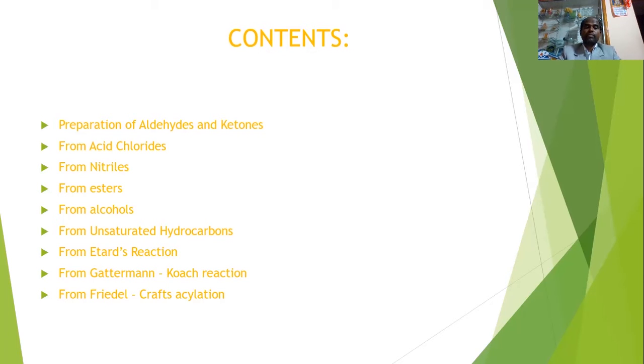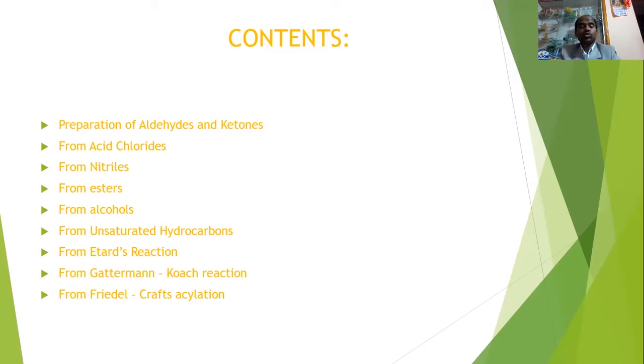Acid chloride means COCl containing compounds. Nitrile means C triple bond N containing compounds. Ester means COO containing compounds. Alcohols means OH containing compounds. Unsaturated means double bond or triple bond containing compounds. So Etard reaction means it's a conversion of toluene into benzaldehyde. Gattermann-Koch reaction means conversion of benzene into benzaldehyde. Friedel-Crafts reaction means conversion of benzene into ketones. This is about the content.